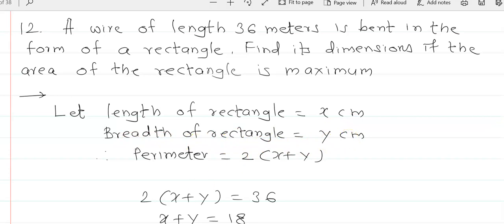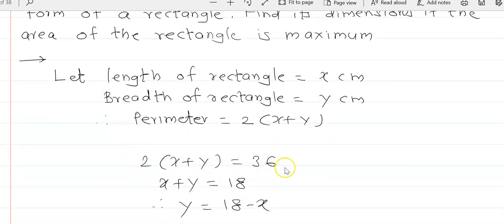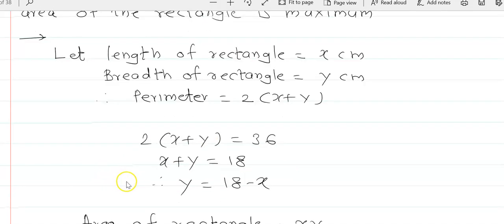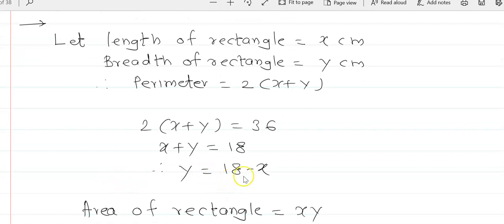Now due to some inconvenience, again I will start. A wire of the length of 36 meters is bent in the form of a rectangle. Find its dimensions if the area of the rectangle is maximum. Let the length of rectangle be x centimeter and the breadth of rectangle be y centimeter. Therefore the perimeter is equal to 2 (x plus y). Therefore 2 (x plus y) is equal to 36. Therefore x plus y is equal to 18, and that's why y is equal to 18 minus x.